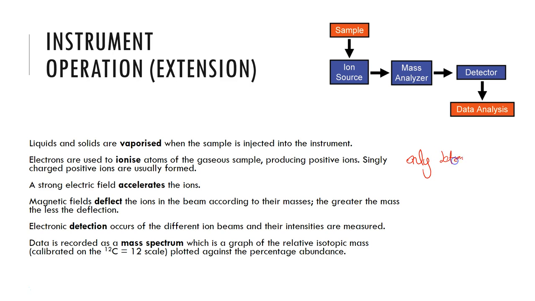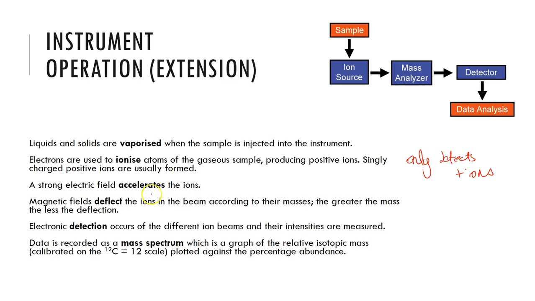Okay, so we have to knock an electron off it so that the detector will actually detect it. It's an ion detector. So if it's not charged, in fact, if it's not positively charged, the machine is not going to detect it. It just doesn't show up.